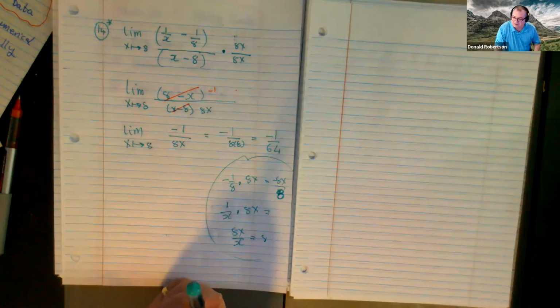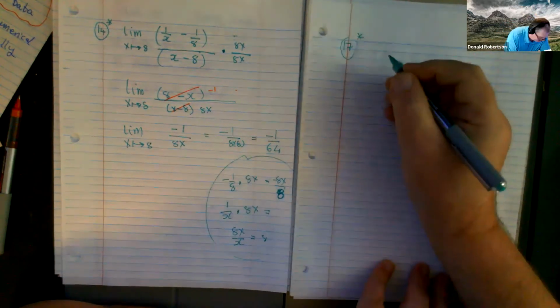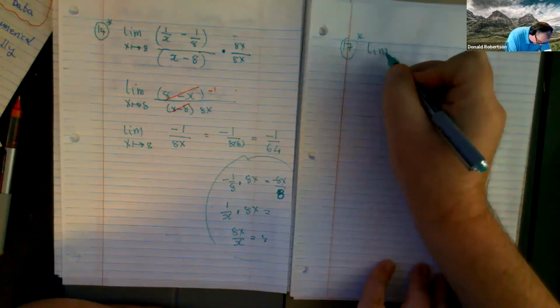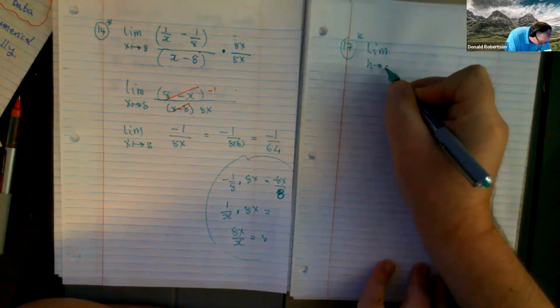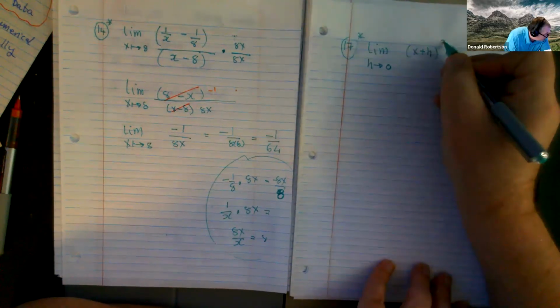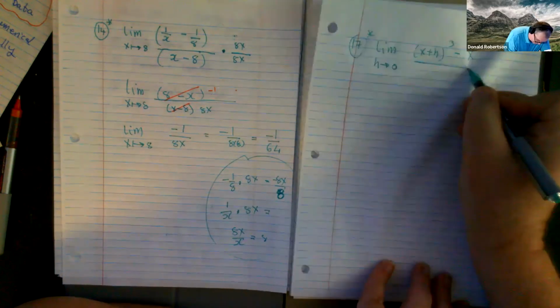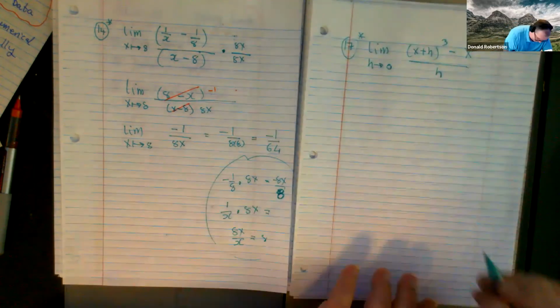We good? Right, let's show you another weird and wonderful one. This one is similar to question 17. It's going to be the limit as h tends to 0 of (x plus h) cubed, take away x cubed, all over h.